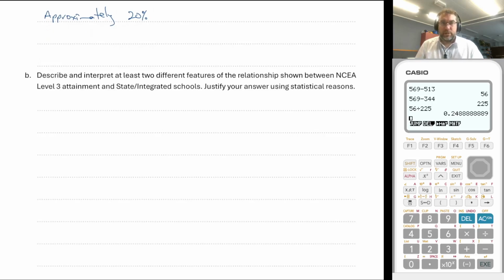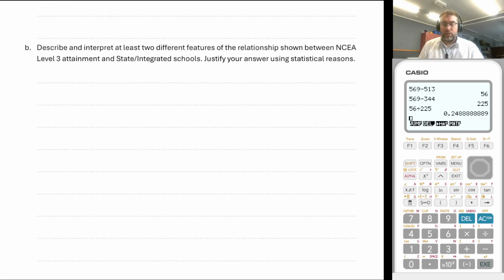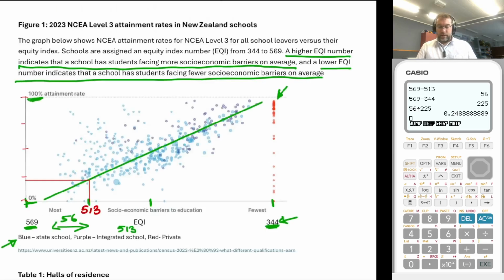So the second part of this is describe and interpret at least two different features of the relationship shown. So whenever I'm looking at a graph like this, I want to think, is it a strong relationship? Is it a weak relationship? Is it a moderate relationship? I think it's probably a pretty moderate relationship. I want to think, is it linear or not? It looks linear to me. I can draw a straight line through it. And I also want to look at it and say, is it positive or negative?